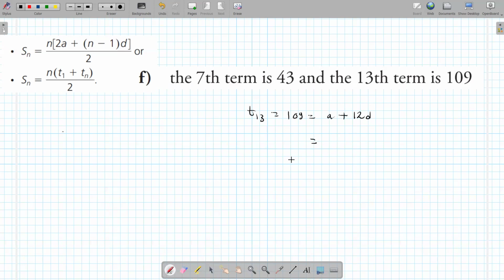What's our second equation? What goes on the right-hand side of this equation? A plus 60. So this becomes a system. Then you subtract, and A will be gone. 60 is 6D, 46. So D is 46 divided by 6, which is not a nice number. That is 23 over 3.